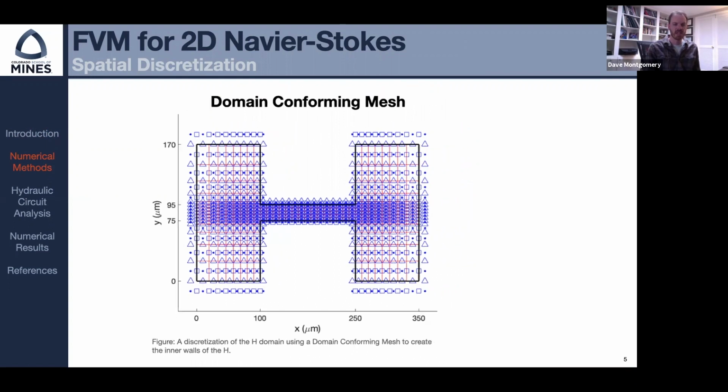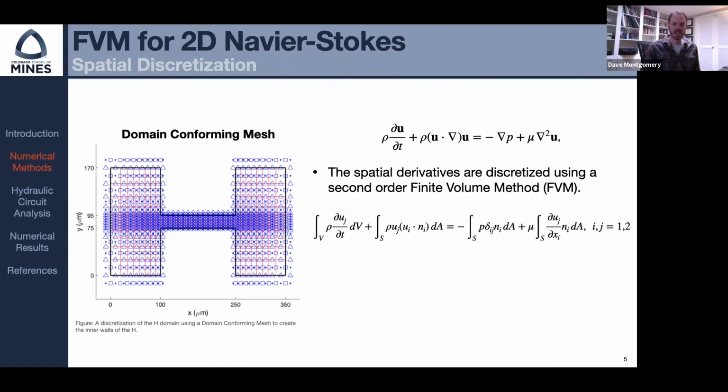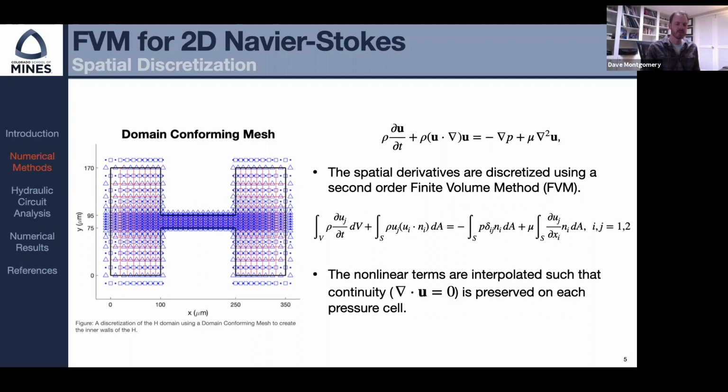Once the mesh is created, the spatial derivatives are discretized using a finite volume method, which converts the original PDE into an integral equation. The advantage of the finite volume method is that the integral equation is of conservative form, meaning that quantities such as mass and momentum are conserved on each finite volume cell. The integrals are then approximated using quadrature rules and various interpolation schemes. To ensure incompressibility, the nonlinear terms are interpolated so that the continuity equation is satisfied on each pressure cell.